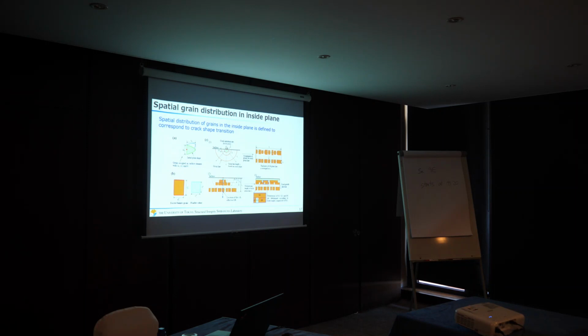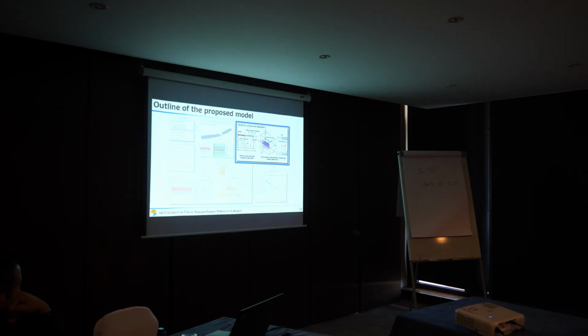And then we generate the spatial grain distribution in the inside plane. We assume the initial grain shape as a semi-ellipse, and the ferrites and the pearlite colonies are assumed as a rectangle and a square. So we assign these grains to the grain line. The grain line is calculated based on the crack shape transition. And then we can get the grain distribution like this. And also we assign the grain orientation for the adjacent grains by the disorientation from the EBSD results.